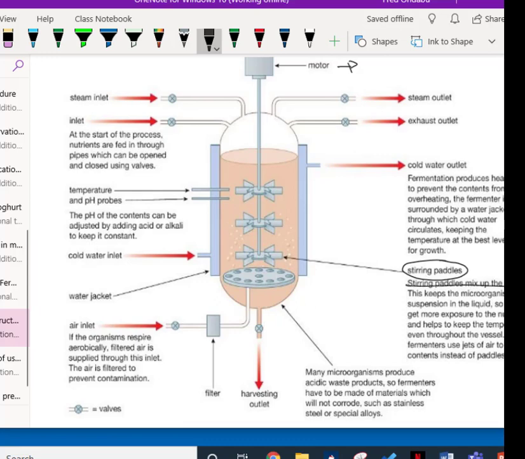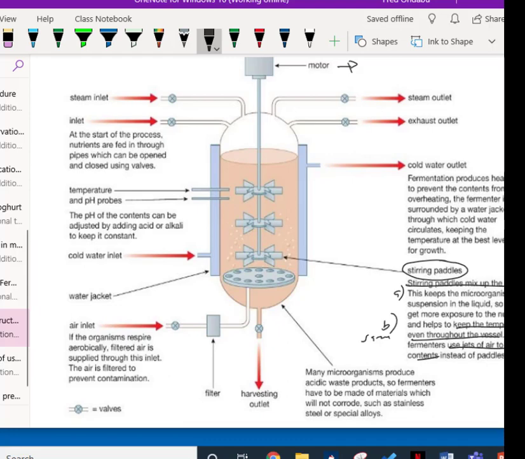These are the two points that you need to note. One, it keeps the microorganisms in suspension in the liquid so that they get more exposure to the nutrients. Two, it keeps the temperature even throughout the vessel, that is, an even distribution of heat throughout the vessel. Some fermenters use jets of air to mix the contents instead of stirring paddles. When air passes through a liquid, the bubbles mix the liquid.